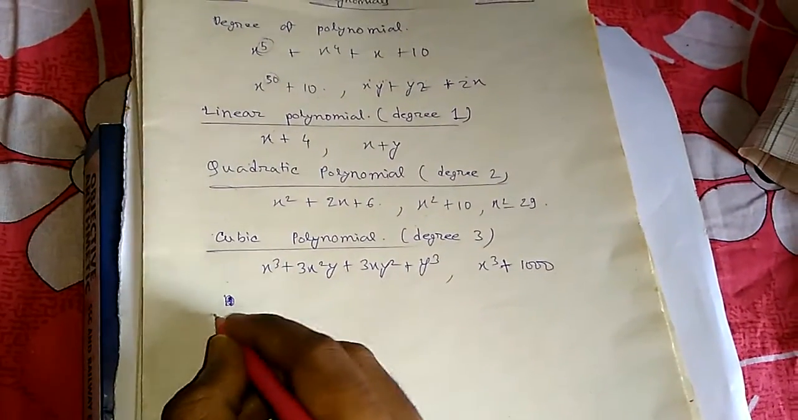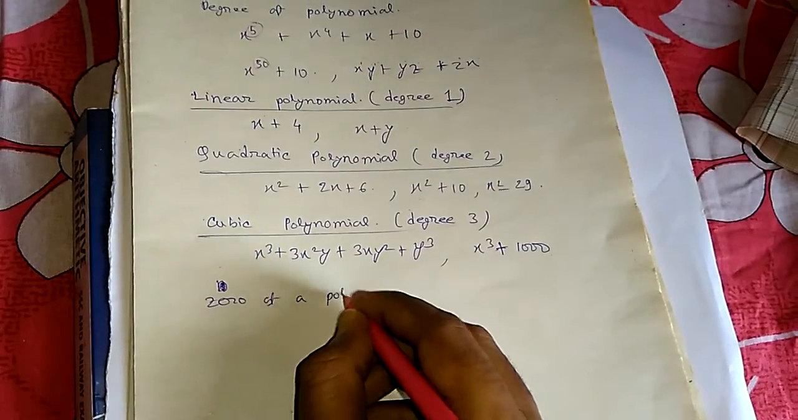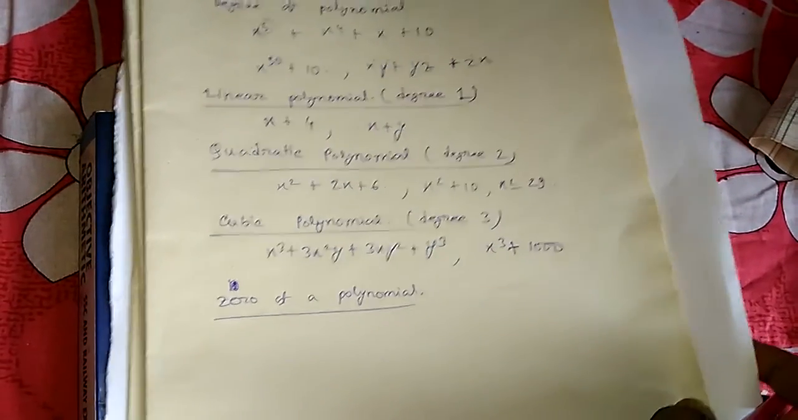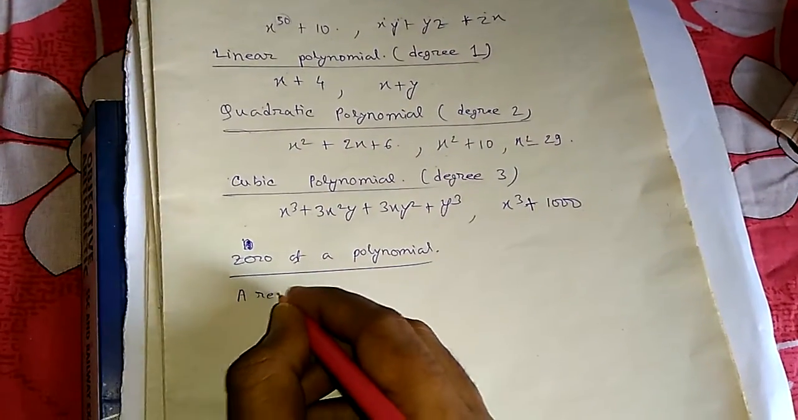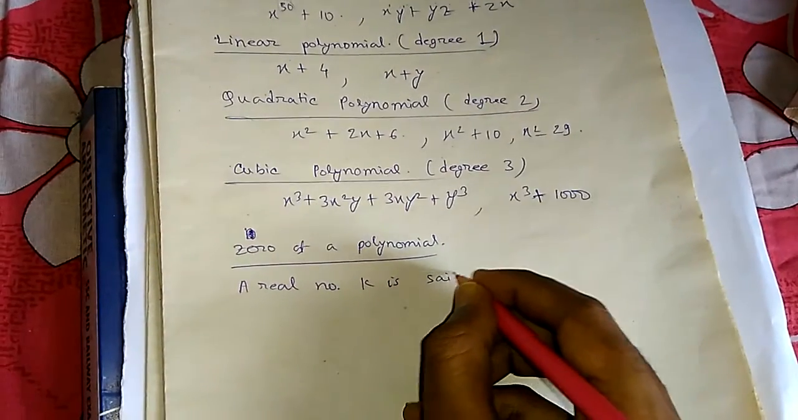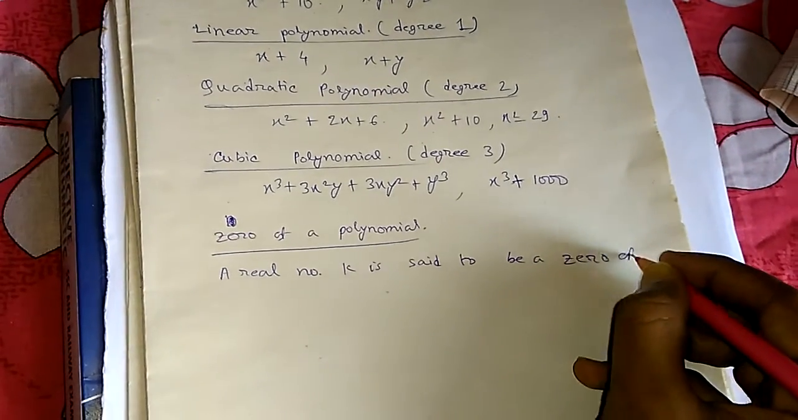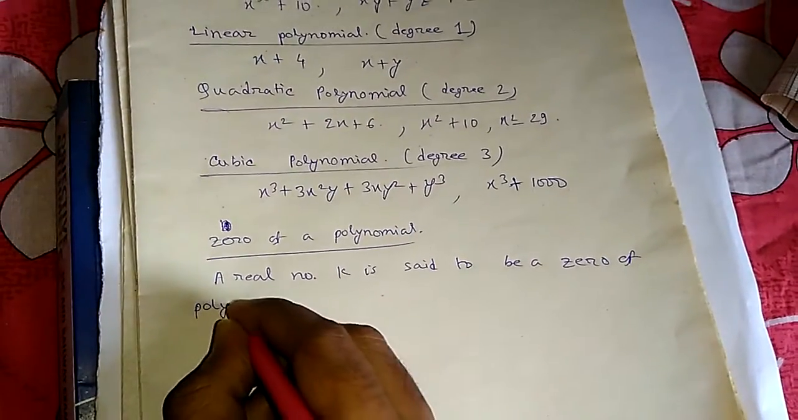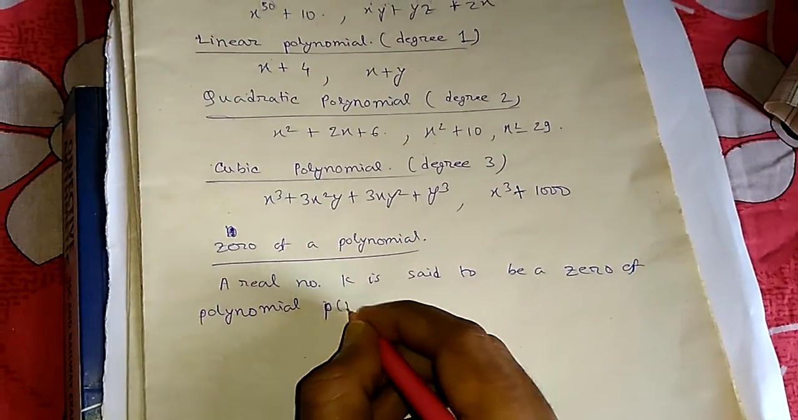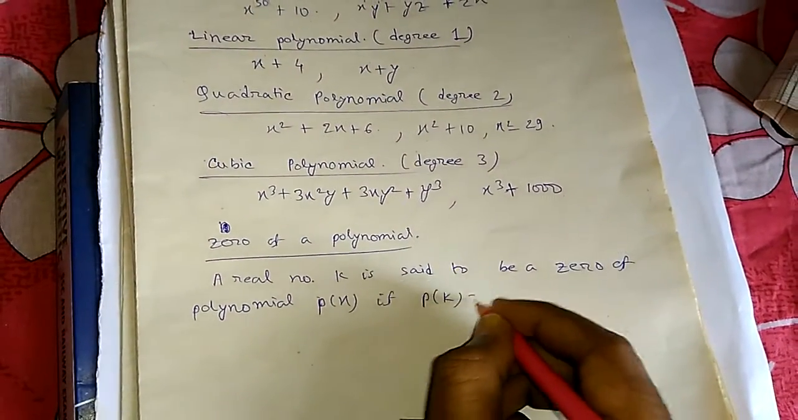Next, zeros of a polynomial. What do you mean by a zero of a polynomial? Suppose a real number k is said to be a zero of polynomial p(x) if p(k) equals 0.